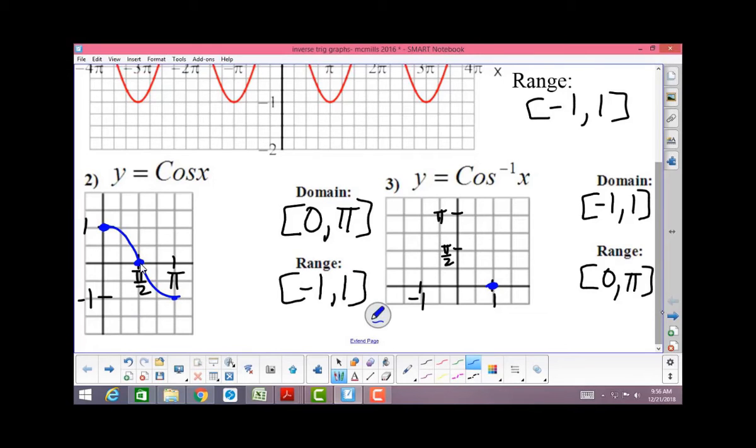Here on the regular graph, the point is pi over 2, 0. So on our inverse graph, we're going to graph the point 0, pi over 2. And then here we had the point pi, -1. So we're going to graph the point -1, pi. And then you just connect it just like it was before, but now it's the inverse. So that's the inverse function of cosine of x.